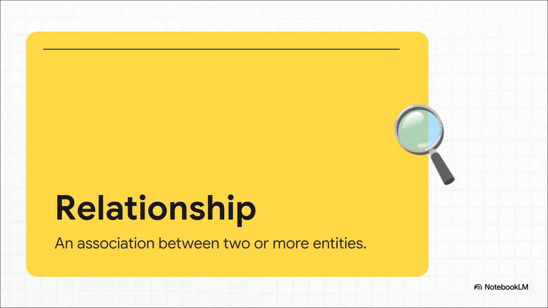But nouns on their own are kind of boring, right? We need verbs to connect them. And that's exactly what a relationship does. It shows how our entities are associated with each other. A student enrolls in a course. A doctor treats a patient. An employee is assigned to a project. These relationships are the actions, the connections that make the whole system work.